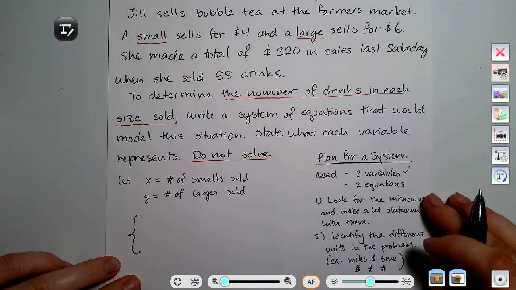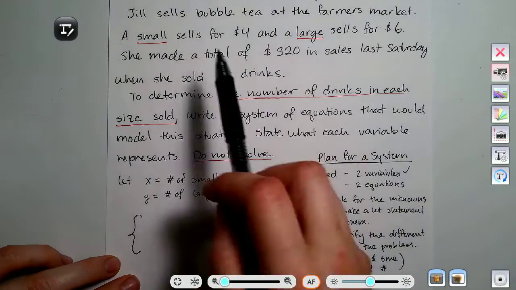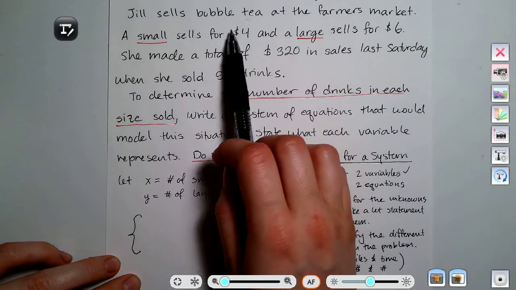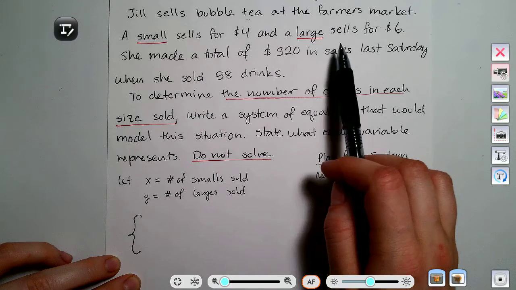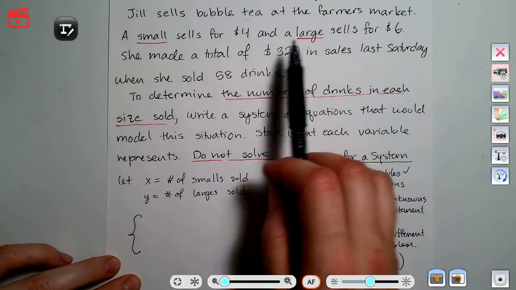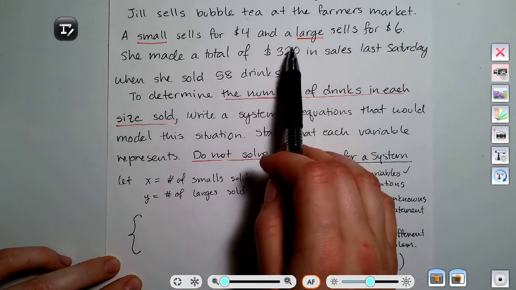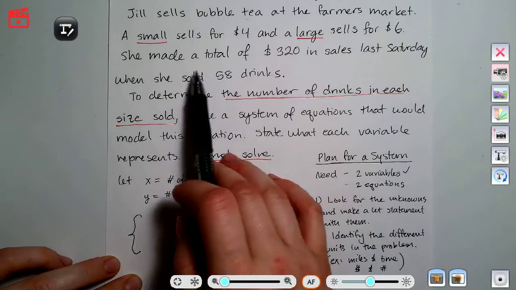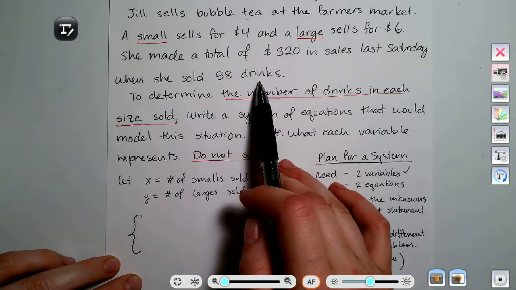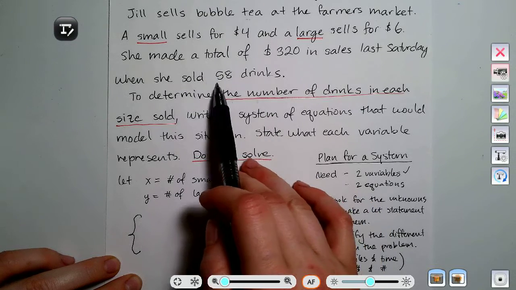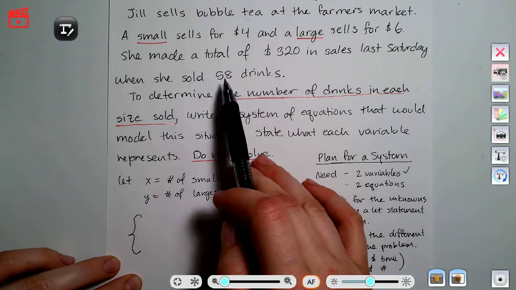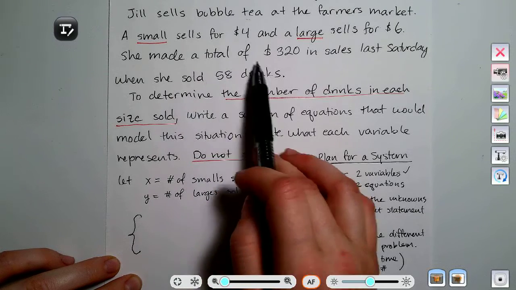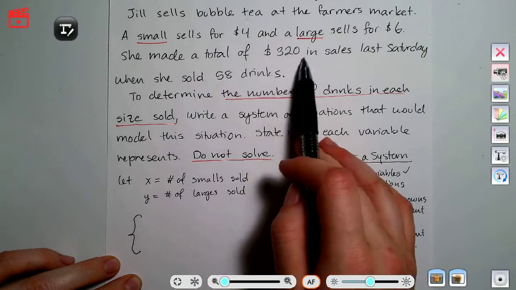So let's look at our problem. What are we talking about? So a small sells for $4. Okay, so we have a money unit going on here. And a large sells for $6, another money unit. She made a total of $320, so another dollar unit. And then what is the other number? When she sold 58 drinks. Okay, so that's a number, 58 of the drinks. So it looks like we have a number quantity and then we have a dollar quantity.